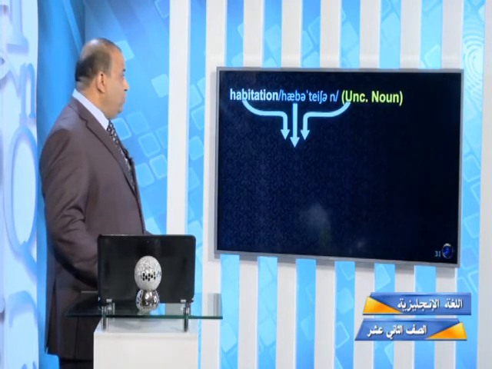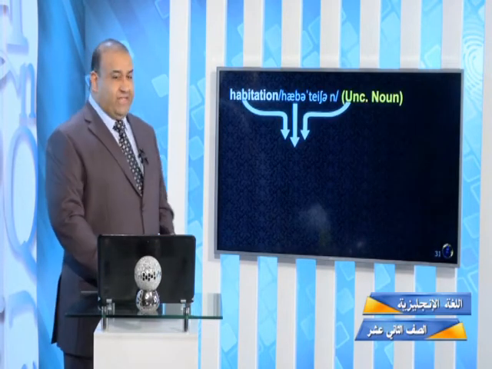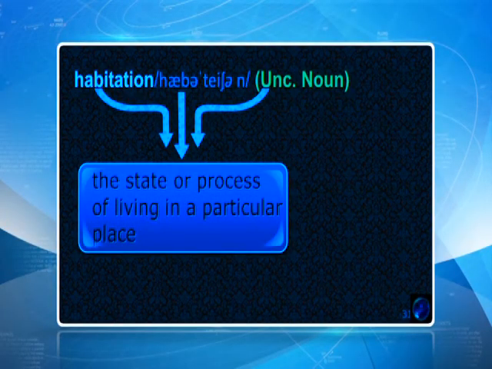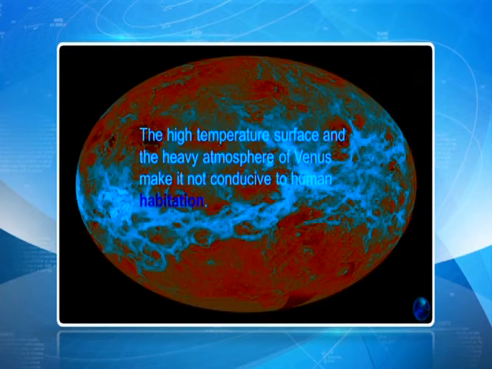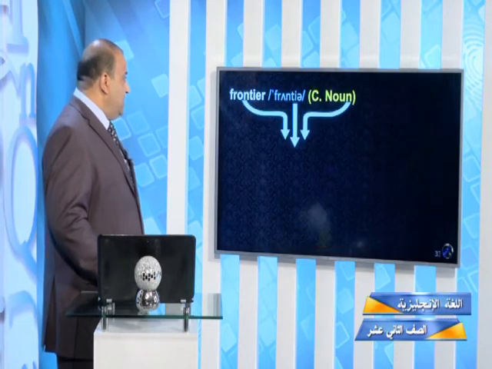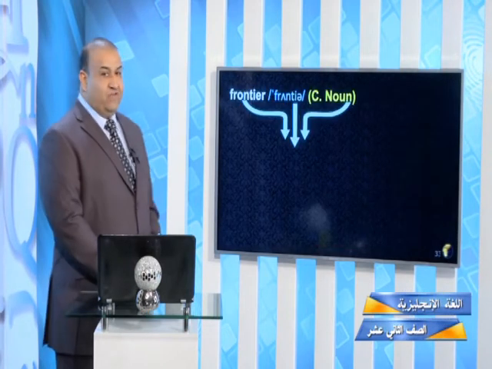The following word is an uncountable noun, habitation. Habitation means the state or process of living in a particular place. Let's take an example. For example, the high temperature surface and the heavy atmosphere of Venus make it not conducive to human habitation, which is not suitable for human habitation. Let's move now to the countable noun, frontier.